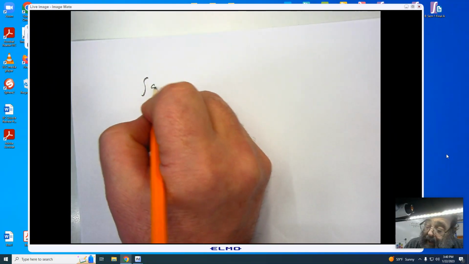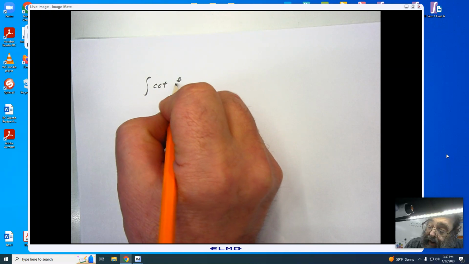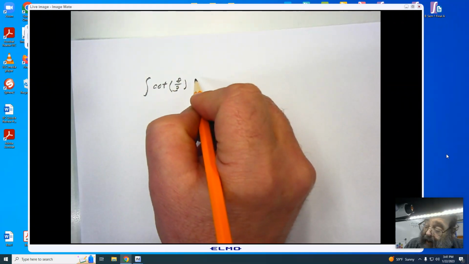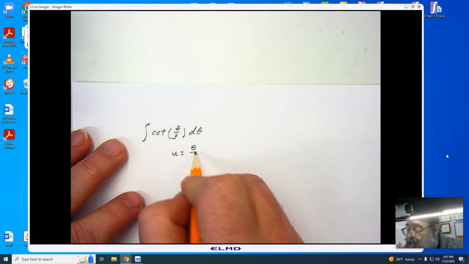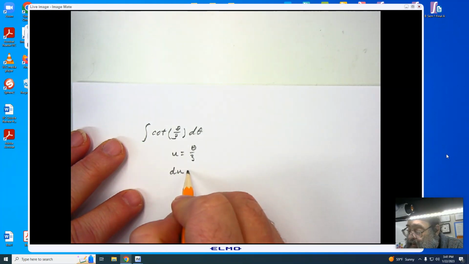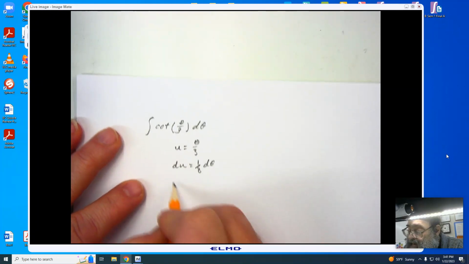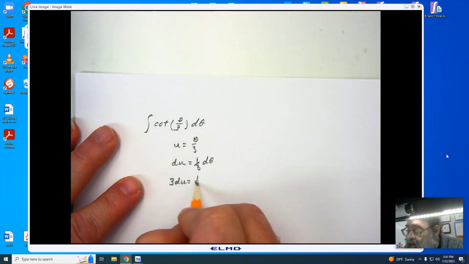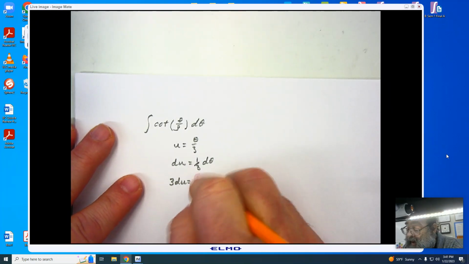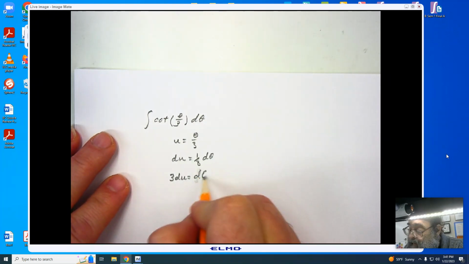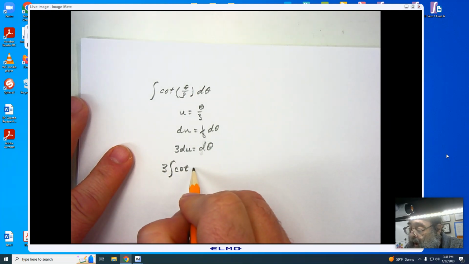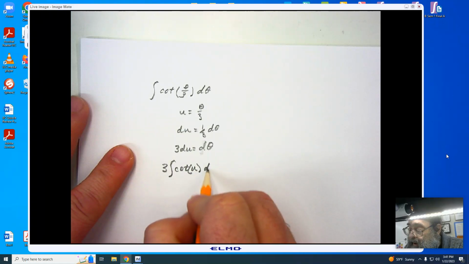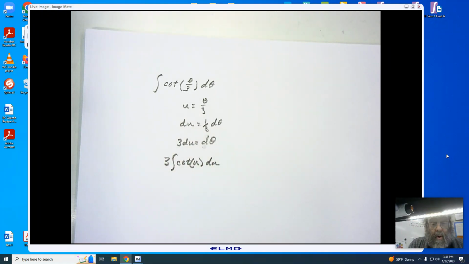So we have the integral of cotangent of theta divided by 3 d theta. What I'm going to do is let u equal theta divided by 3. du is 1/3 d theta, which gives me 3 du equals d theta. Now when I do this, I have 3 cotangent of u du. And then we're just going to integrate following our patterns.